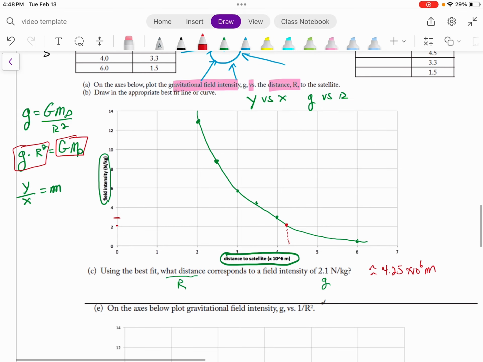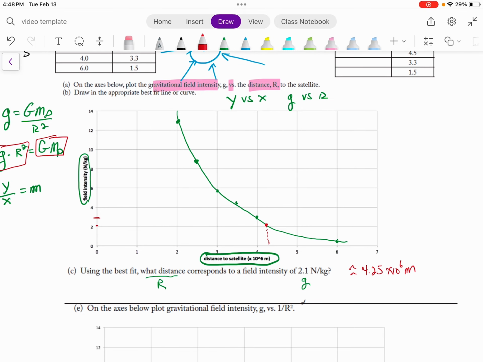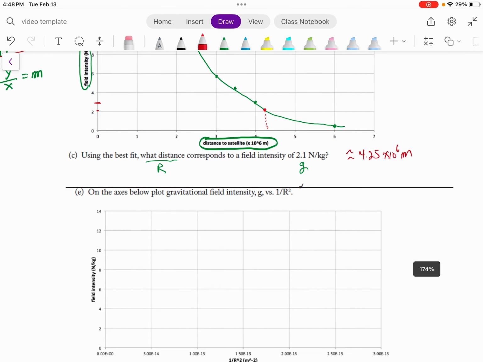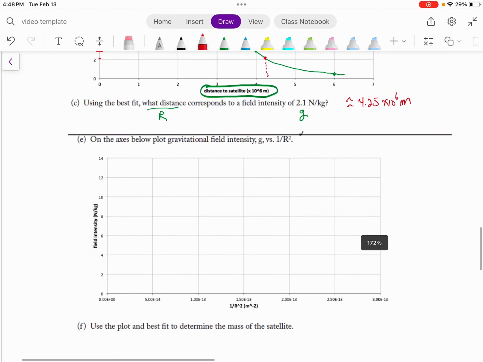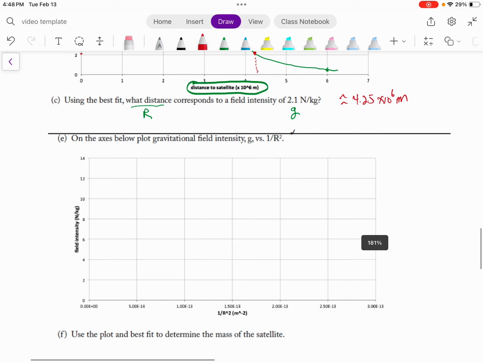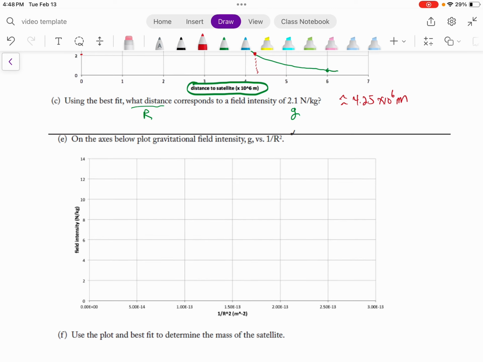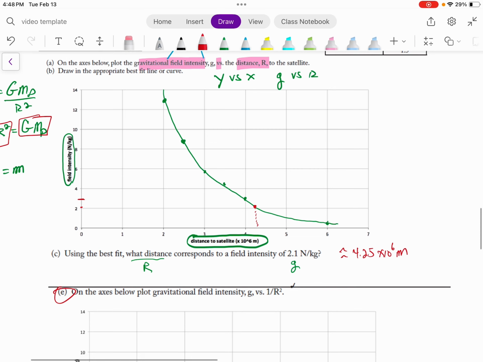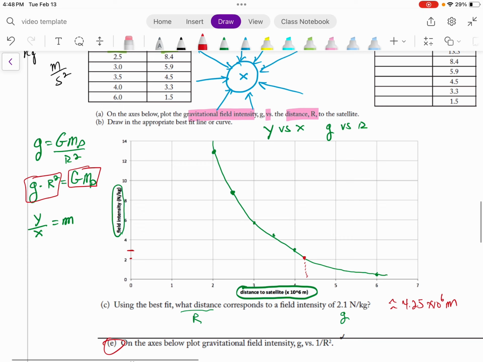Obviously, based on how you drew that, you might get something slightly different. It's not perfect unless you plugged it into your calculator and had it curve fit. Now, I wouldn't have given you this question. I would have asked you how to plot. What do I plot in order to create a straight line so that I can determine the mass of the planet?